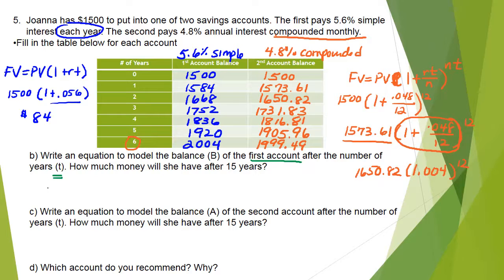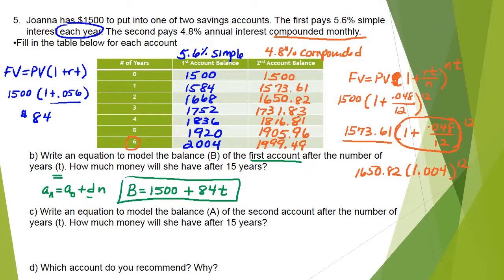Remember I told you simple interest is A sub n equals A sub 0 plus D of n. A sub 0 represents your initial or your first amount. So this will be B equals 1,500 plus my common difference here, which is the interest that I've earned each and every year, which in this case is $84 times T for years. So there is the actual equation that I would be using.